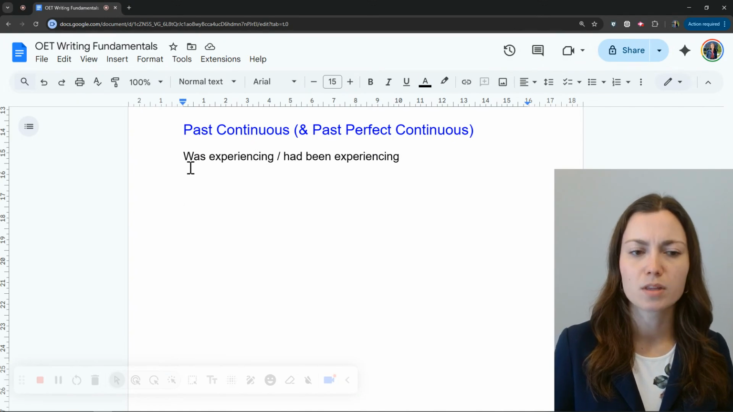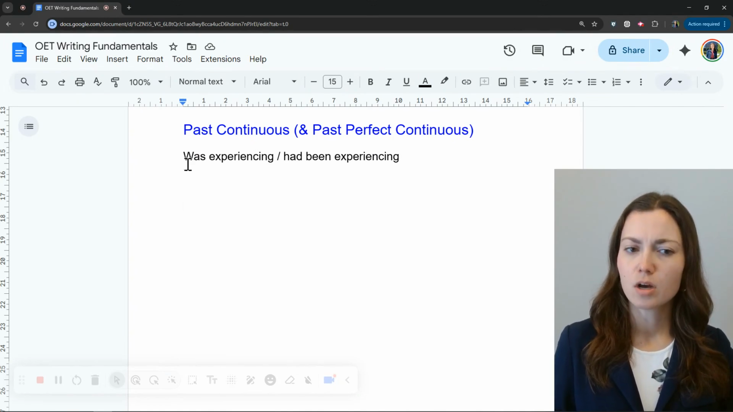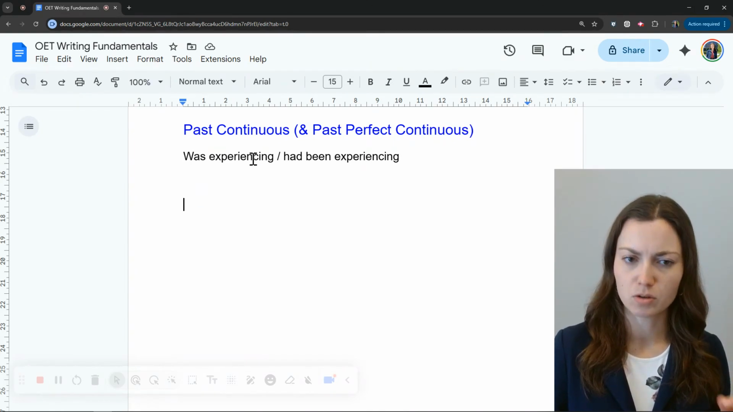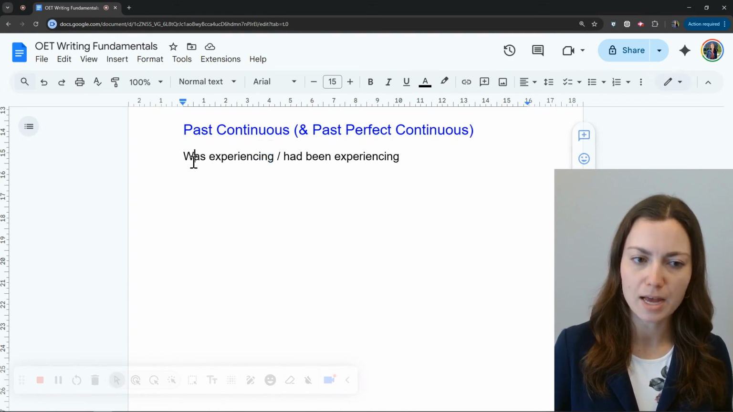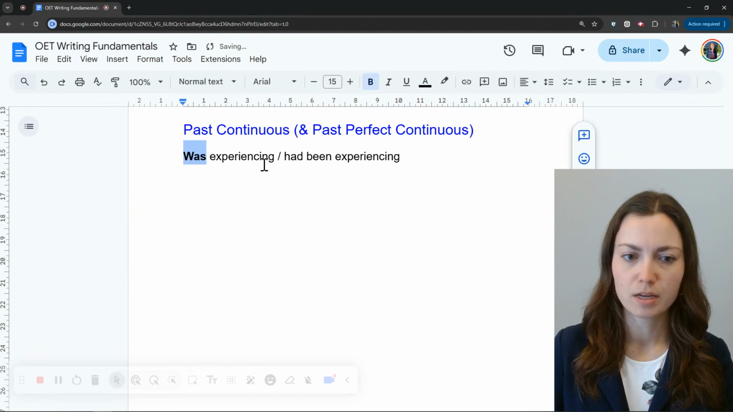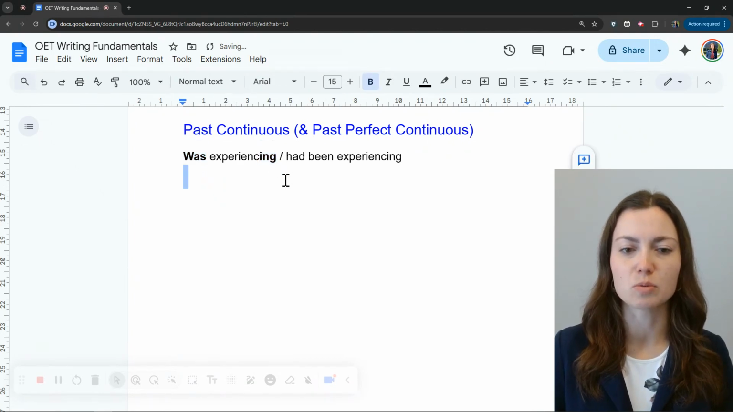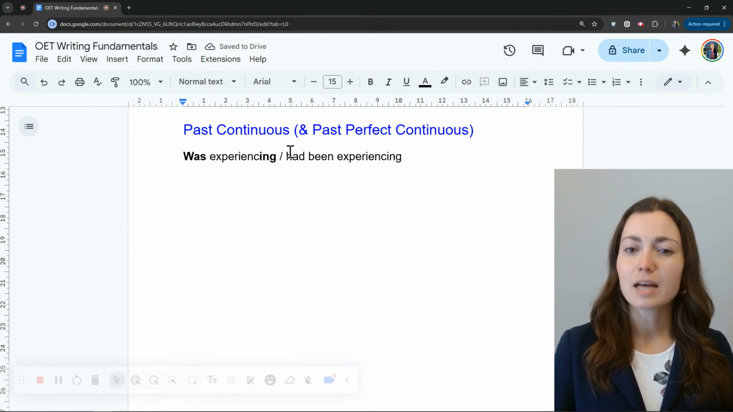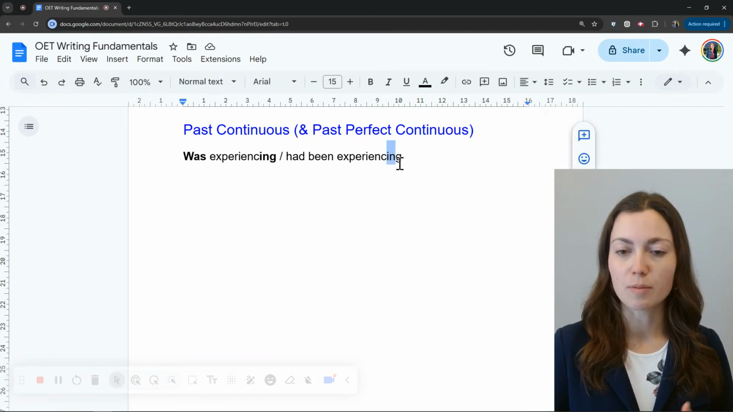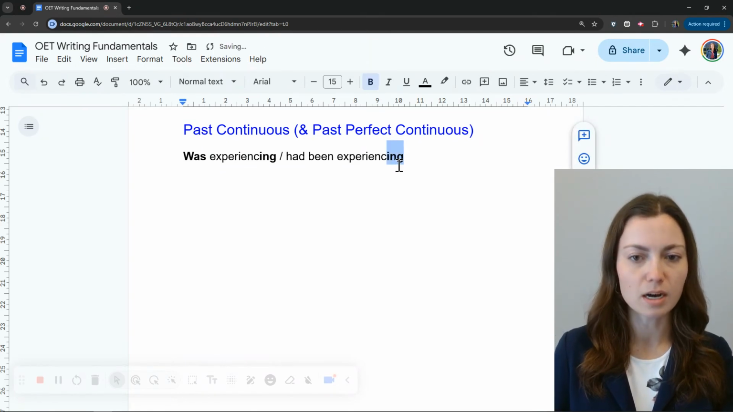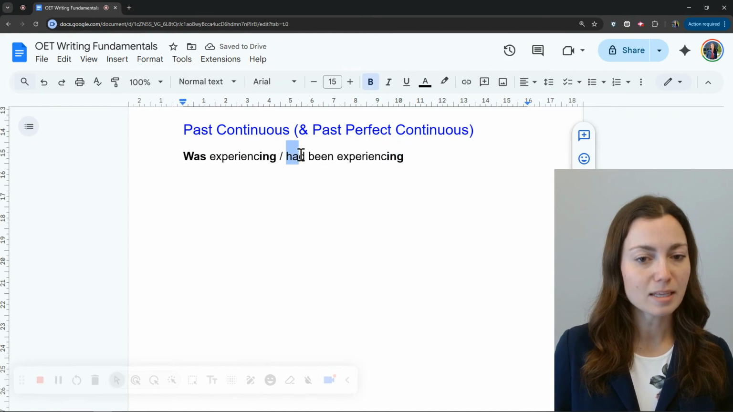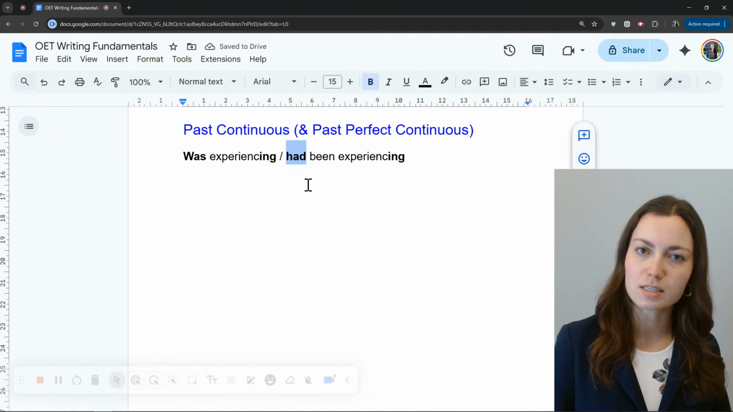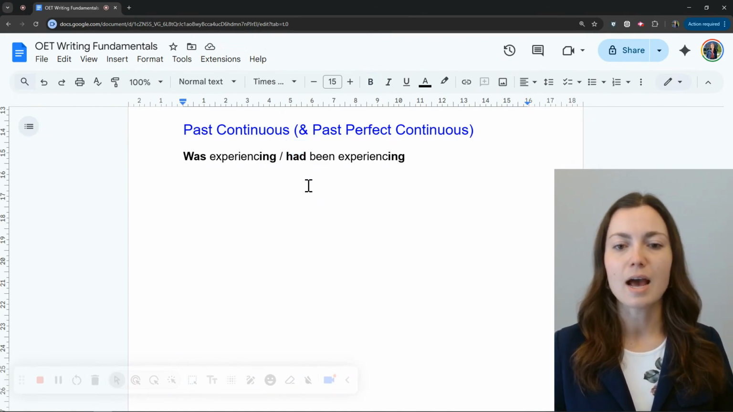Duration here. So here's how to think of this. Was experiencing is the past continuous. Why? Well, it's past because of the first verb, and it's continuous because we are using that ing. Then the past perfect continuous, so again, continuous because of the ing, past because of the had, and perfect in the sense because it's had been.